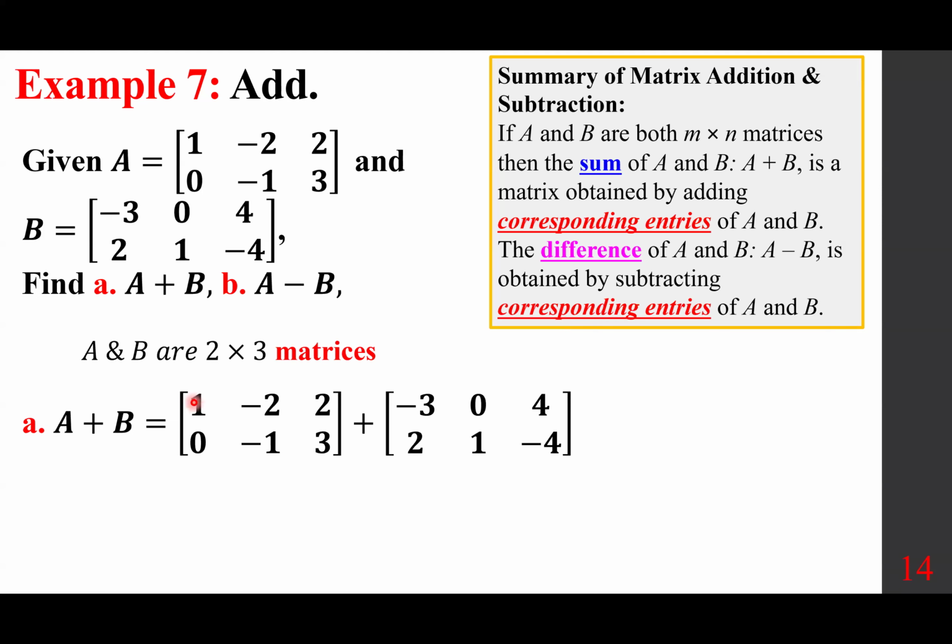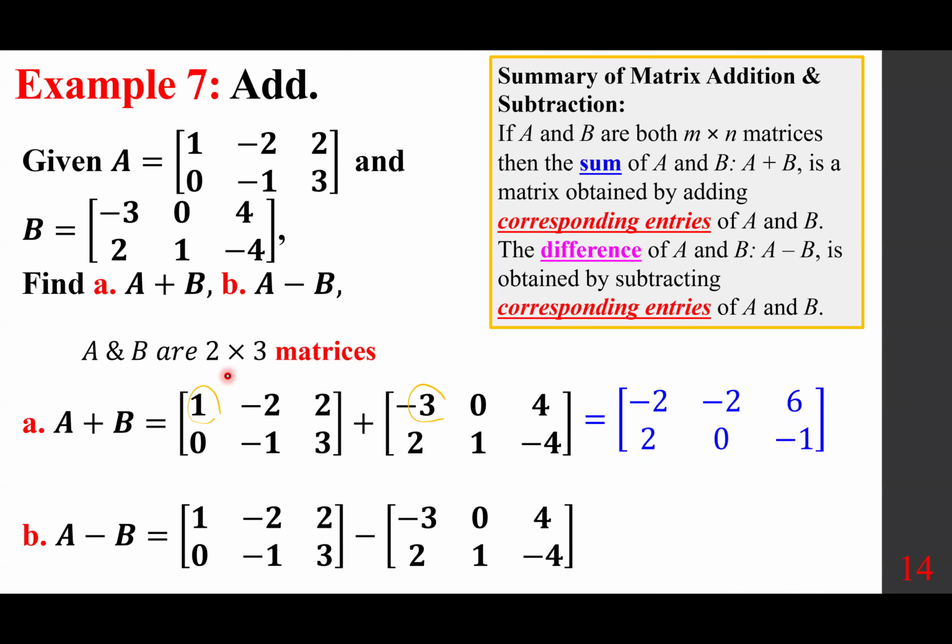So again, 1 and -3, it's -2, -2 and 0 is -2, 2 and 4 is 6, 0 and 2 is 2, -1 and 1 is 0, 3 and -4 is -1. So that would be A plus B. And all of them, A, B, the resulting sum, they're all 2 by 3 matrices.